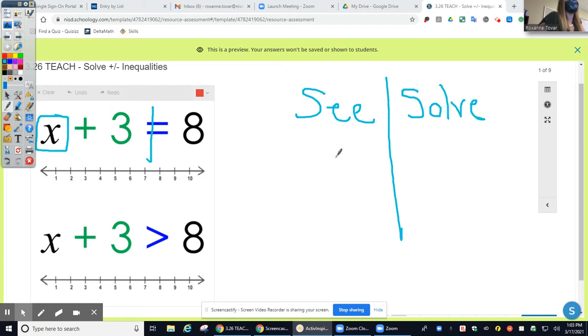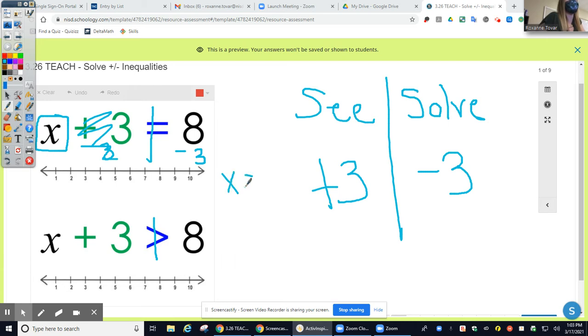So we see here we're adding 3 to both the equation and the inequality, right? Because here we see x plus 3 is greater than 8. So what this one is saying here is let's go ahead and solve. So we see a plus 3, so now we need to subtract 3 to both sides. So if we subtract 3 to this side, it gets rid of it. If we subtract 3 to this side, we get x equals 5.